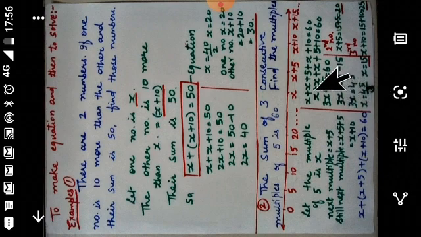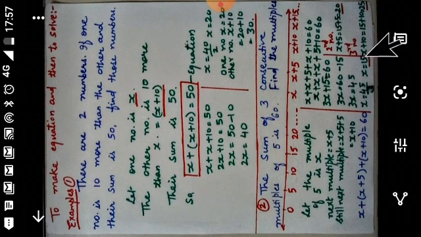Now open the bracket. x plus x plus 5 plus x plus 10 equals 60. So in total how many x are there? 1, 2 and 3. So x plus x plus x plus 5 plus 10 equals 60. So 3x plus 15 equals 60. 3x is equal to 60 minus 15. 15 will come on the right side, it will become minus. So 3x is equal to 45 and x is equal to 45 upon 3. So 45 upon 3, x is equal to 15.